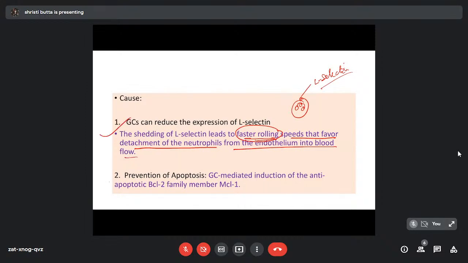In addition, what happens is that there is prevention of apoptosis of these neutrophils. Prevention of apoptosis of the neutrophils basically arises due to glucocorticoid-mediated induction of the anti-apoptotic BCL2 family protein MCL1. So prevention of apoptosis, in addition to shedding of L-selectin leading to faster rolling, subsequently results in neutrophilia.